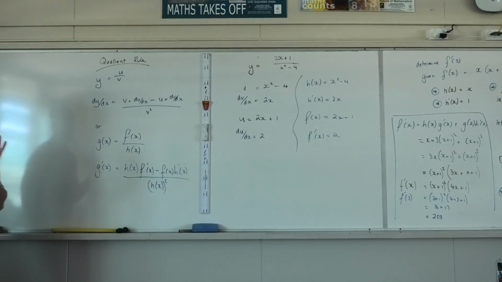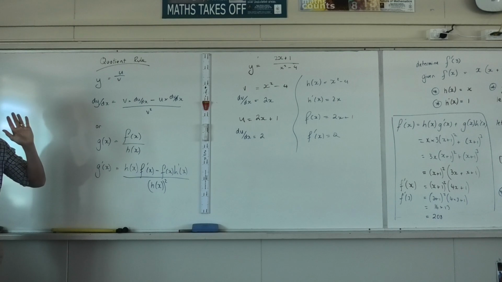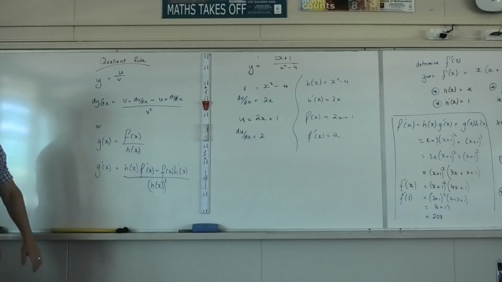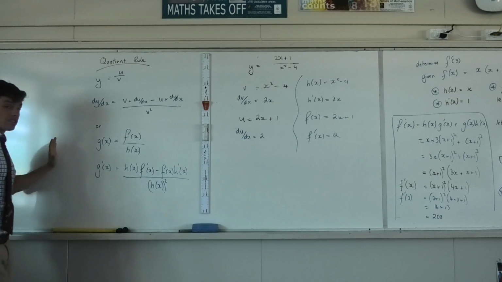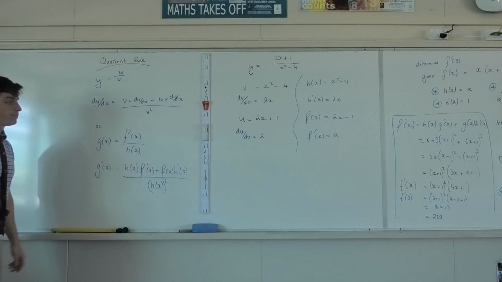Either way is fine. Is there a preferred method? Do you prefer u's and v's, or you prefer the gx and fx? Happy with that? I'll rub the left-hand side off. Where does the g go? There's h and f. g is my original function. I'm just giving it to you exactly how it's written in the formula sheet. Sweet.